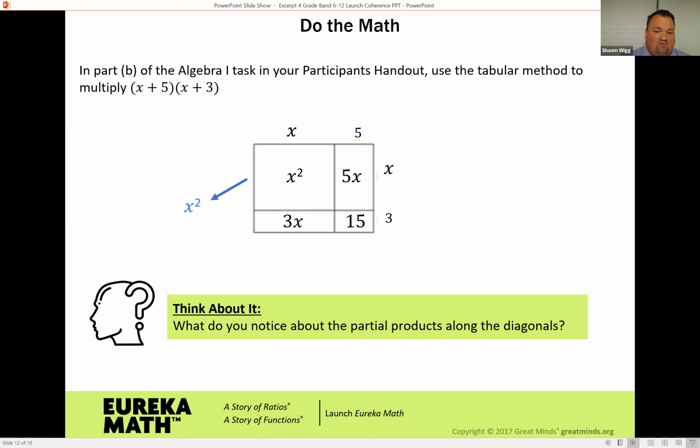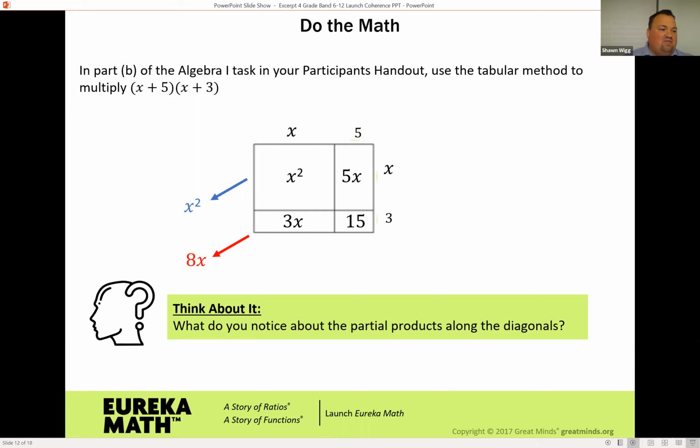Yeah, absolutely. They're like terms. You have a 5x and a 3x. And we know, we've taught students, and we know mathematically, what do we do with like terms? Right, we combine them. So that diagonal really is 8x. I have 8 x's going on. I have the 5 times x and 3 times x, so I really have 8 times x.